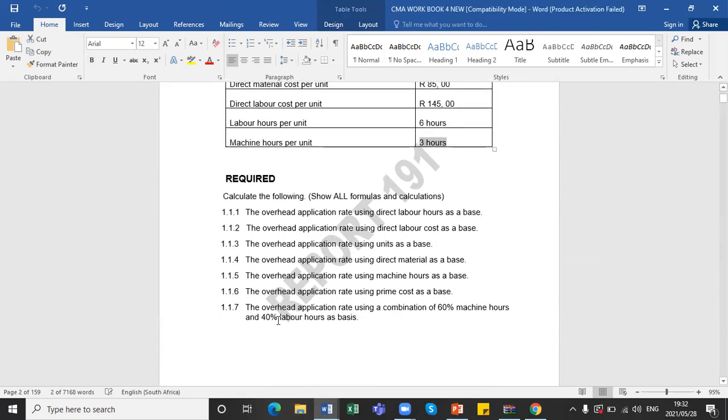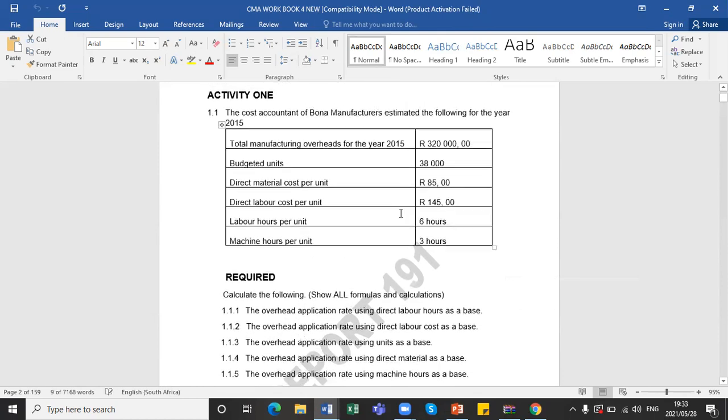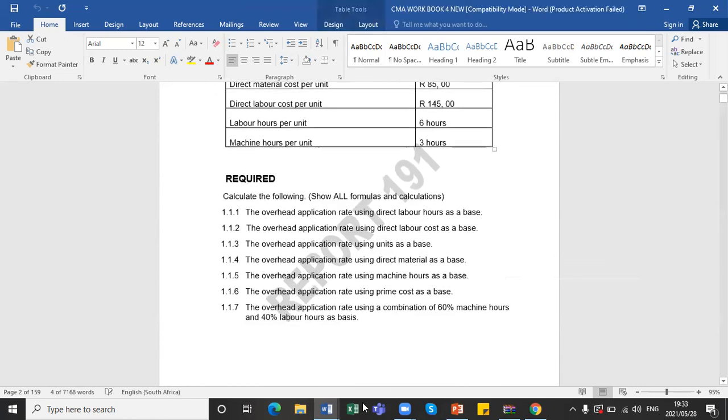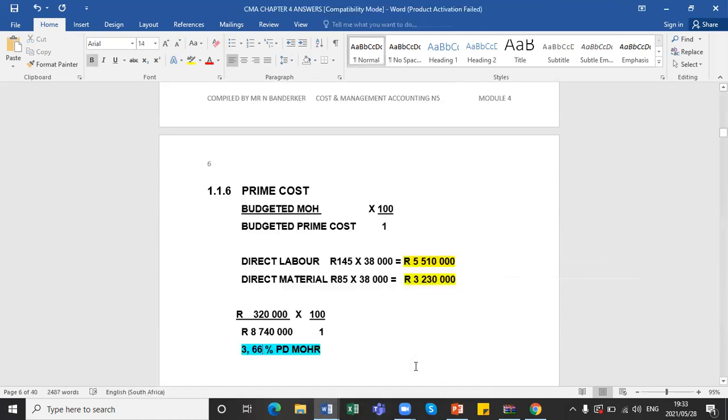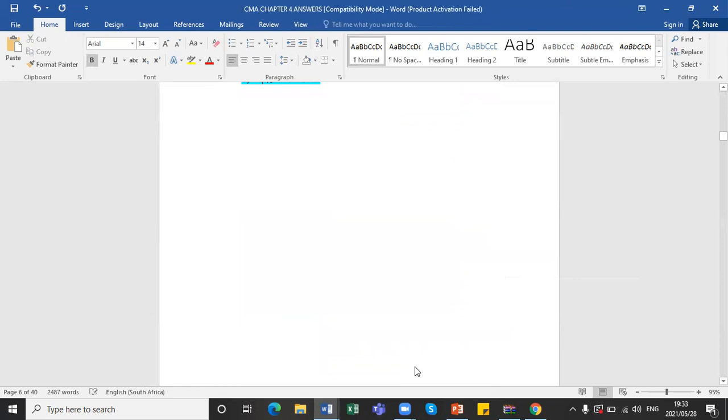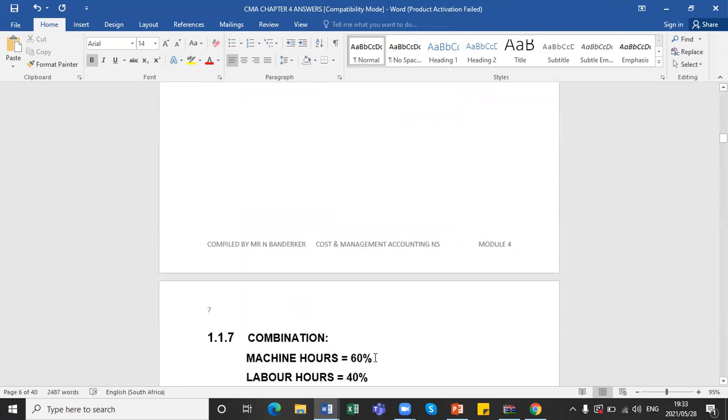In 1.17, they say combination. That means when you see this, they want you to work out two predetermined rates using machine hours as the base and labor hours as the base. That 60% and 40% affects this 320,000. So we're going to work out a predetermined rate, first using machine hours as a base and then labor hours.